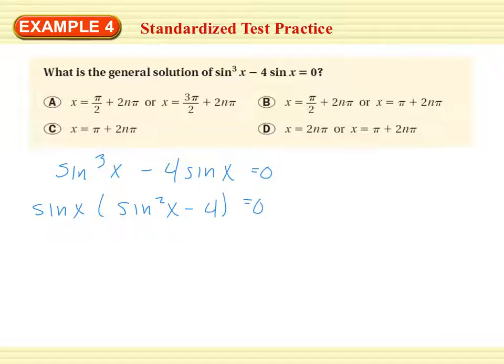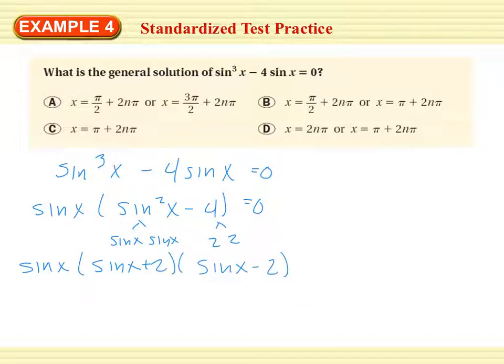This is a difference of squares, right? So I can factor that out. Sine x plus 2, sine x minus 2. And I can set each one equal to 0. Sine x equals 0, sine x equals -2, and sine x equals 2.